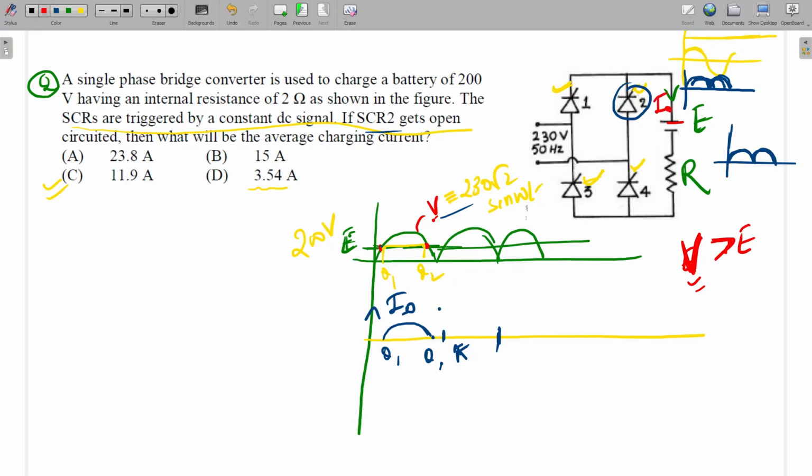Okay, so what will be the theta 1 value? 230 root 2 sin omega t is to be equal to 200. Can anyone tell what will be the value of theta 1? Sin inverse of 200 by 230 root 2.